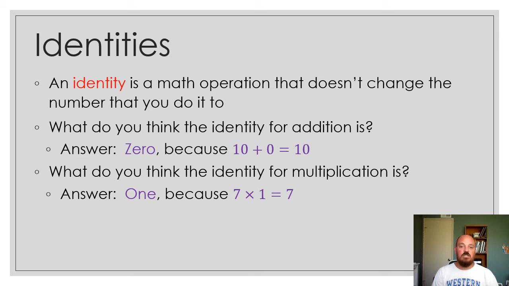Multiplying by 1 does not change. If I start with a 7, 7 times 1 is still 7. So that's what we mean by an identity. An identity is something that you can do to a number that doesn't change it. And the two easiest ones to work with are adding 0 or multiplying by 1.